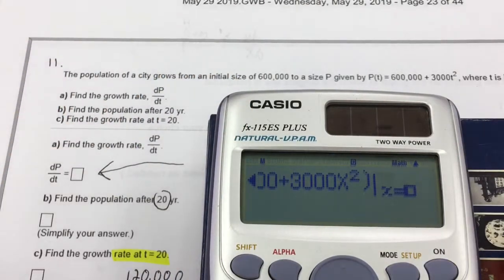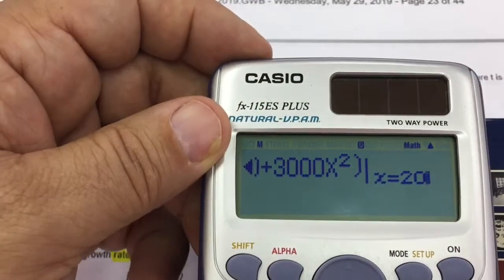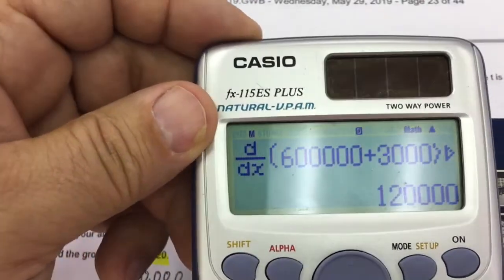Then I have to square it, and now I'm going to evaluate that at 20. And it should also give me the 120,000. It should give me the same result. Notice I'm plugging it into the derivative. I'm plugging it into the original, and the calculator is going to take the derivative. And there's the answer.